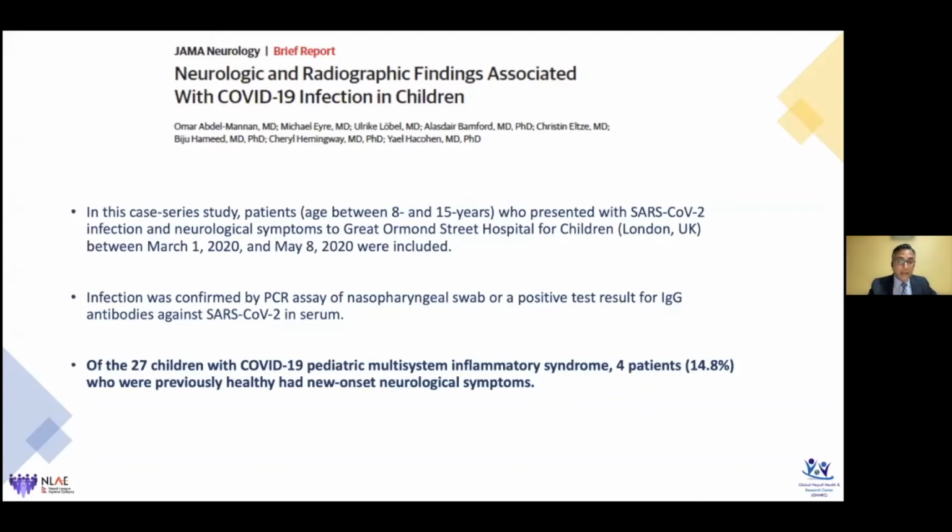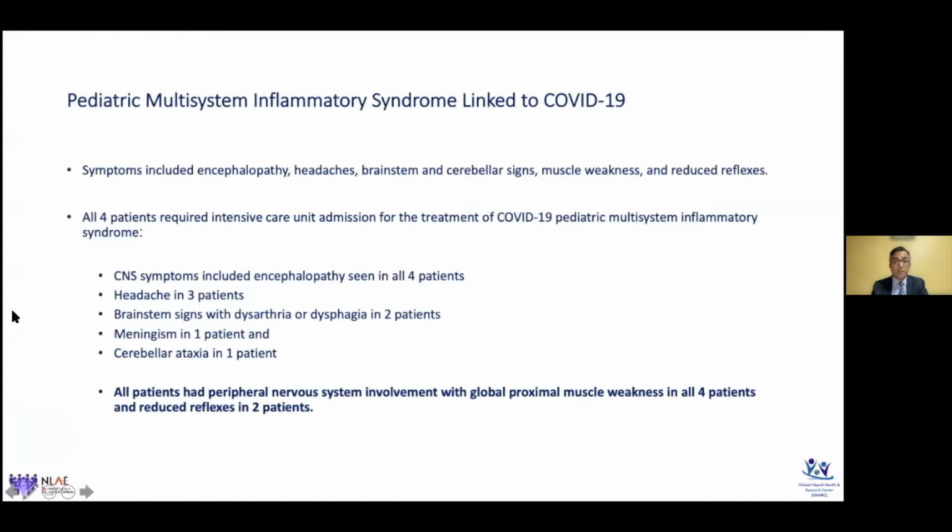So out of the 27 children who presented with the neurological manifestations of the pediatric multi-system inflammatory syndrome, 4 patients out of 27, 4 is a very high number. If you look at the 14.8%, they were previously healthy, but they had a new onset of neurological symptoms. The neurological symptoms they had developed were encephalopathy, headache, brainstem and cerebral signs, along with muscle weakness and reduced reflexes. All those 4 patients required ICU admission, and their symptoms were, again, encephalopathy, headache, brainstem and cerebral ataxia, and meningism.